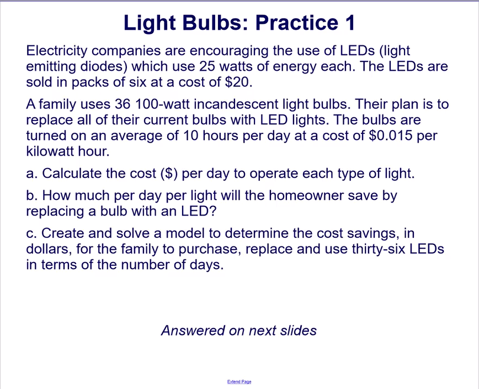Part A, calculate the cost in dollars per day to operate each type of light. Part B, how much per day per light will the homeowner save by replacing a bulb with an LED? Part C, create and solve a model to determine the cost savings in dollars for the family to purchase, replace, and use 36 LEDs in terms of the number of days.